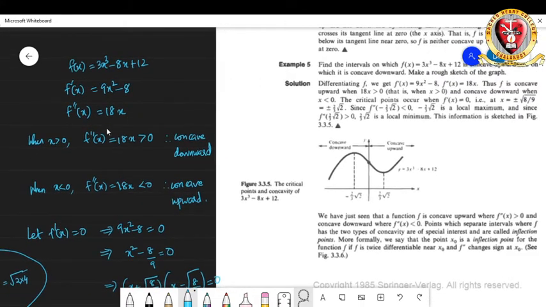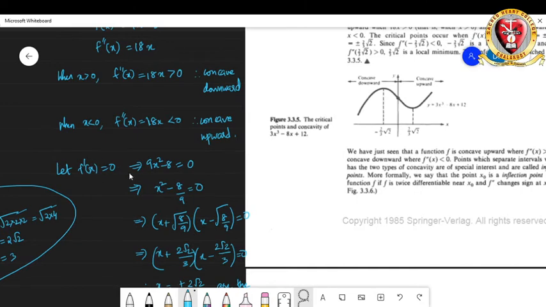When x is strictly greater than 0, you get that f double dash of x will be equal to 18x, which is strictly greater than 0. From the test which we mentioned at the start of the session, you get the function is concave downward whenever x is strictly greater than 0. And similarly, when x is strictly less than 0, you get f double dash of x is equal to 18x, which is strictly less than 0. That is, the function is concave upward for every point x strictly less than 0.